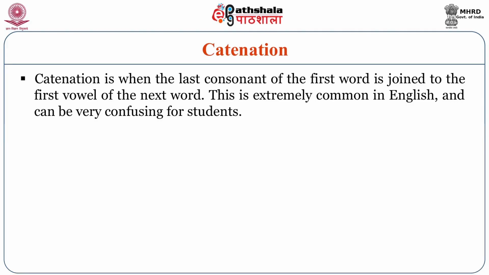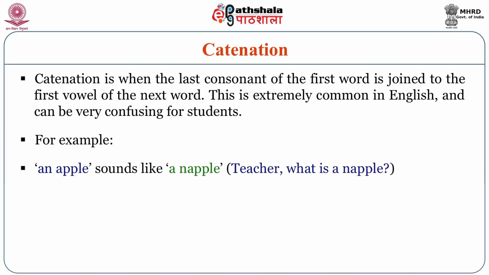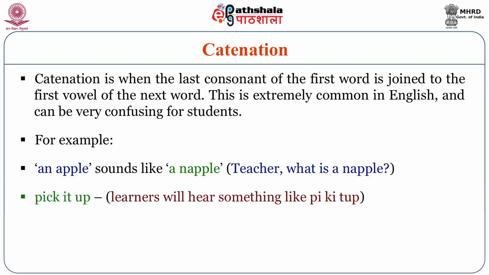The next procedure comes in the form of catenation. Catenation is when the last consonant of the first word is joined to the first vowel of the next word. Just for an example, an apple. This is an apple and it sounds like 'a napple'. Teacher, what is an apple? Pick it up. And it sounds like 'pi kit up'.